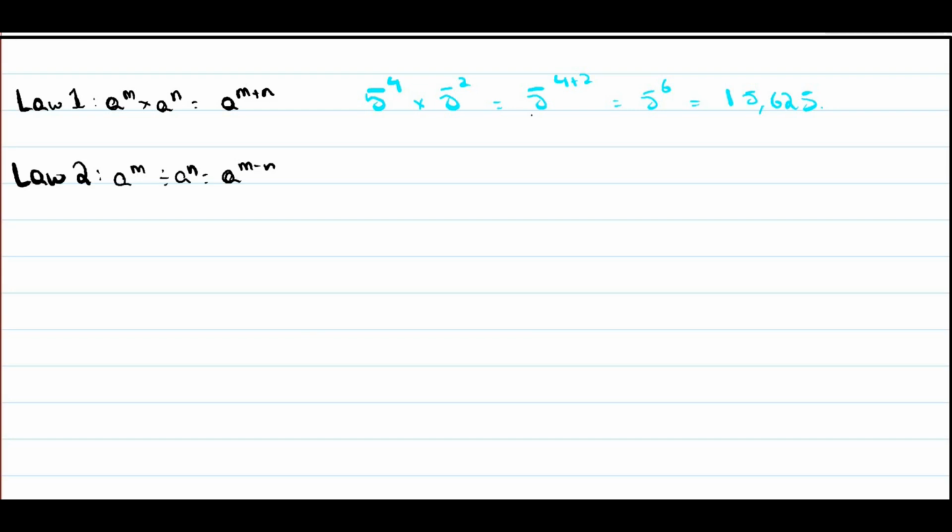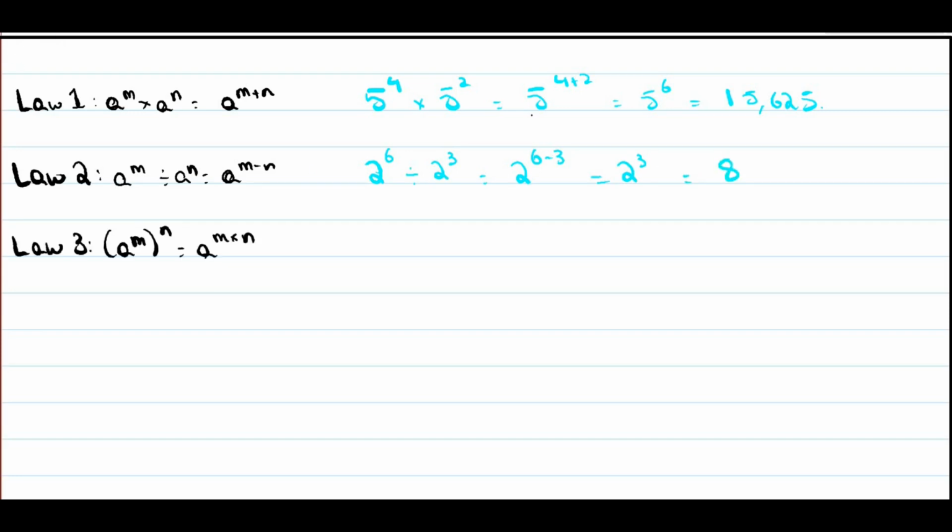Now let's move on to law 2, which is a^m divided by a^n is equal to a^(m-n). For example, if you have the number 2^6 divided by 2^3, then this means 2^(6-3), which is equal to 2^3, and then your answer would be 8.